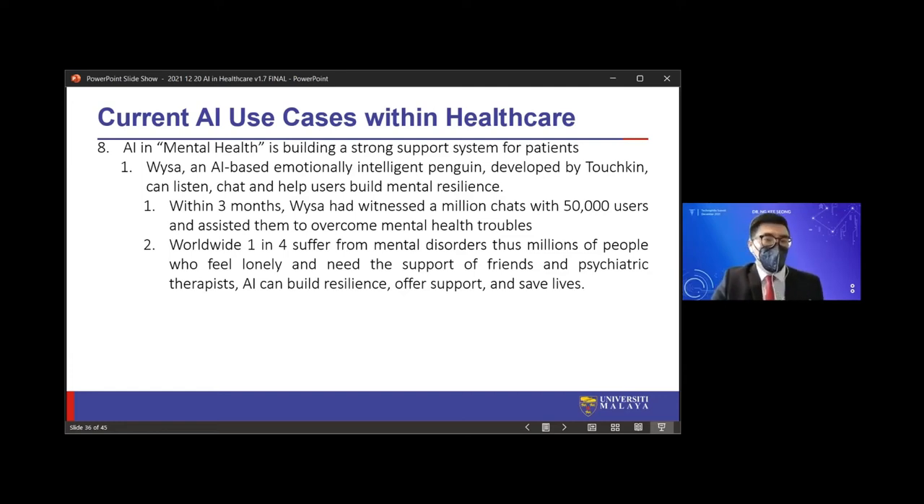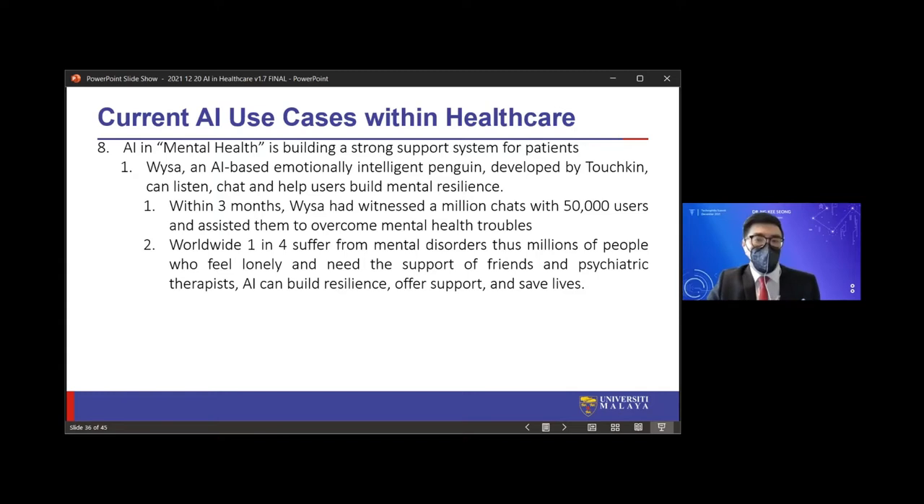There's also AI being developed for mental health, especially in building a strong support system for patients, especially since during the pandemic, it's going to be very challenging for people to get easy access to mental health care. So what has been done, for example, Wysa, an AI-based emotionally intelligent penguin that was developed by Touchkin, can actually listen, chat, and even help the users build up their mental health resilience. Within 3 months of its launch, Wysa actually saw 1 million chats with 50,000 users and assisted all of them to overcome their mental health troubles.